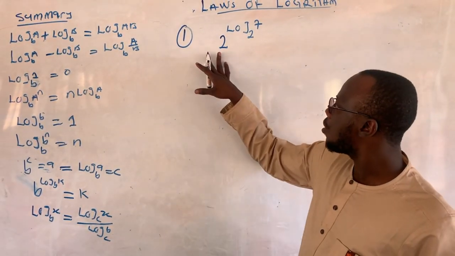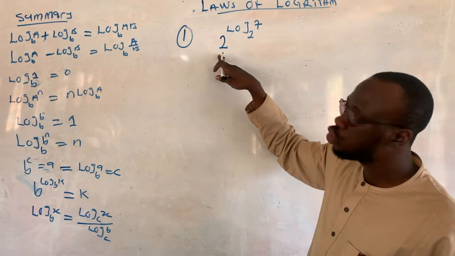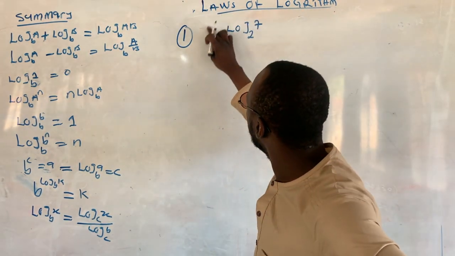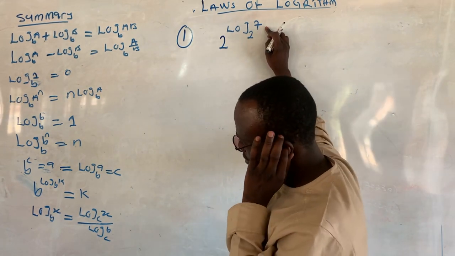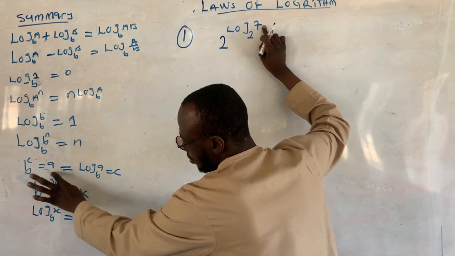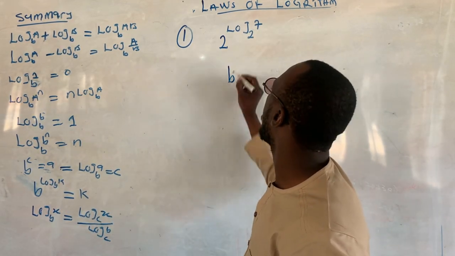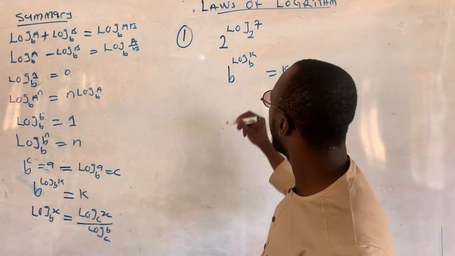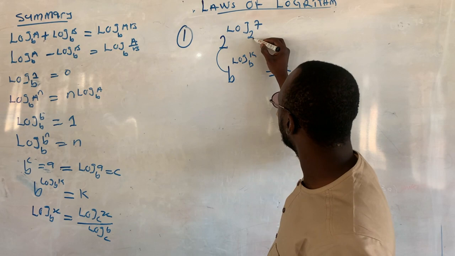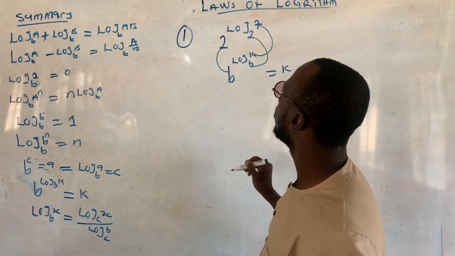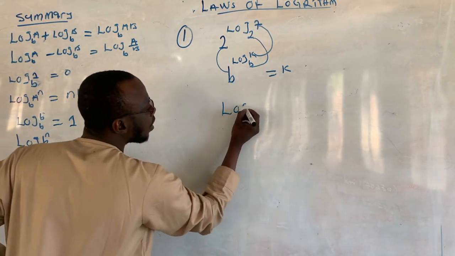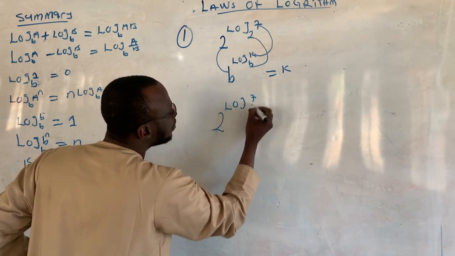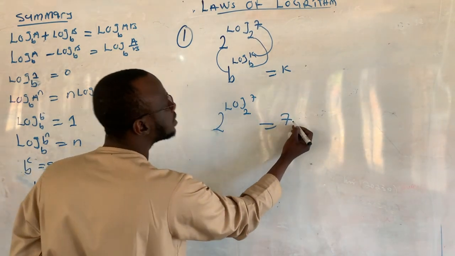So now, we are going to solve this question. The question says 2 to the power of log 7 base 2. This question belongs to this rule. The rule says that b to the power of log k base b equals k. Here you see, here is our b, here is again our b, here is our k. From here we can see that 2 to the power of log 7 base 2 equals 7. That is our answer.